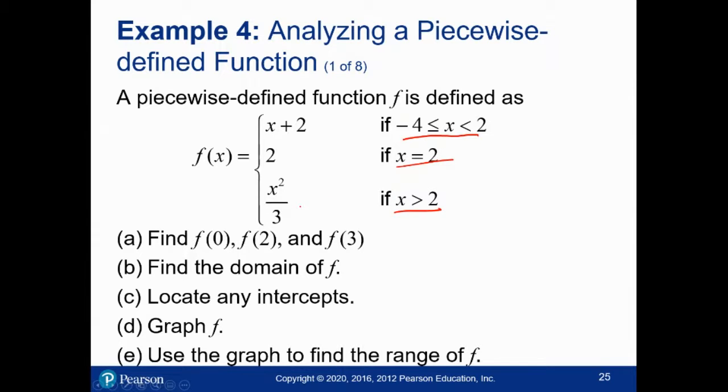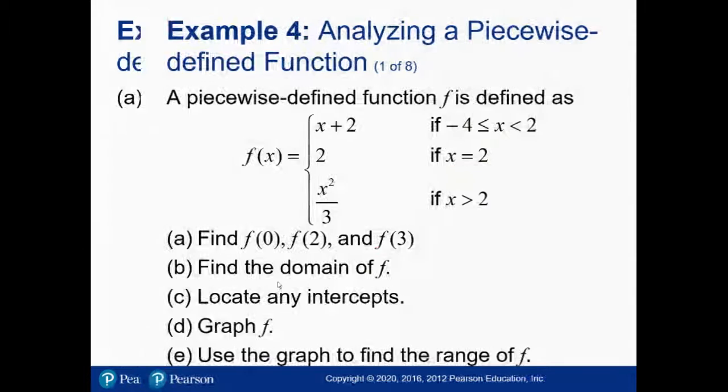Okay. So let's find f of 0, f of 2, f of 3. Just determine which one of these three conditions is met. Ask what's the domain, locate intercepts, graph it, and find the range. Okay, so again, I'm going to pause. So go ahead and try to do these 5 parts. All right, I'm going to go on.